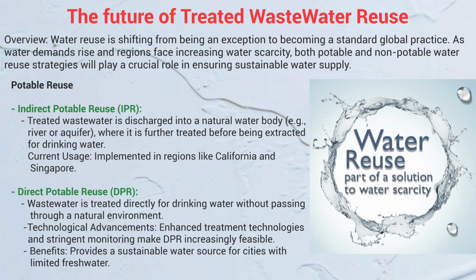On the other hand, in direct potable reuse, wastewater is treated directly for drinking without returning to natural sources, providing a sustainable water supply for water-scarce regions. Increasing non-potable reuse of treated wastewater for applications like irrigation, industrial cooling, and toilet flushing will also help reduce reliance on freshwater resources. Embracing these practices is crucial for sustainable water management.